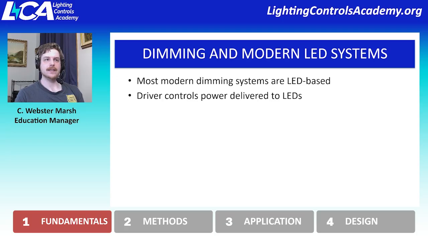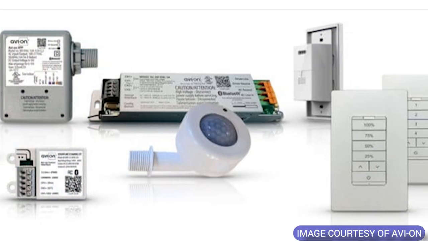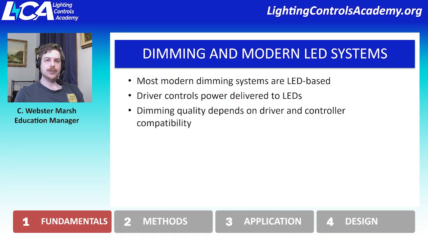And with an LED system, we're oftentimes seeing a driver which is delivering power to those diodes, the LEDs, light emitting diodes. And so that driver really does control the intensity of the LEDs. The dimming quality really depends on the driver and the controller's compatibility together. So the controller sends information to the driver, whether it's via phase dimmed or 0 to 10 volt or DMX512 or DALI. All of those are coming from the controller, being sent to the driver, and the driver is deciding what happens as a result of that information to the diodes.